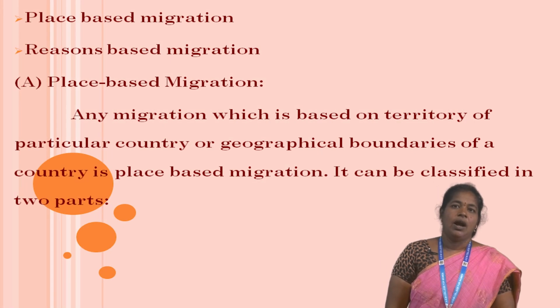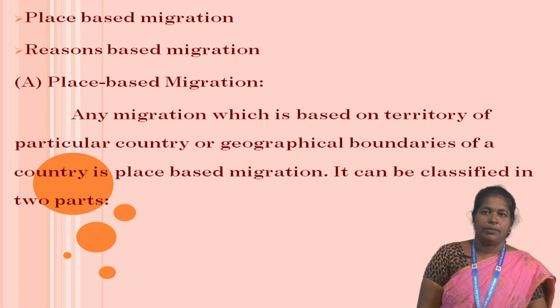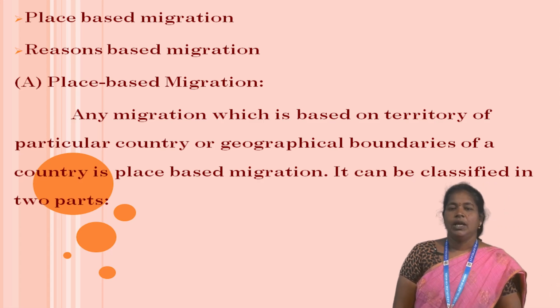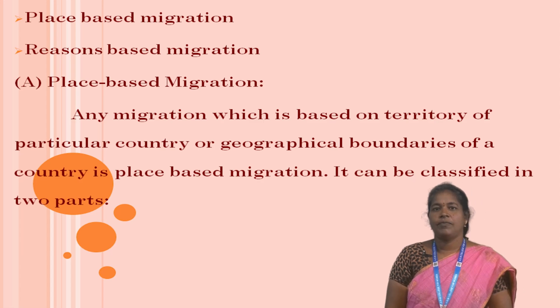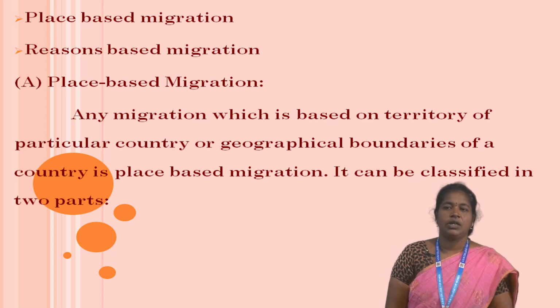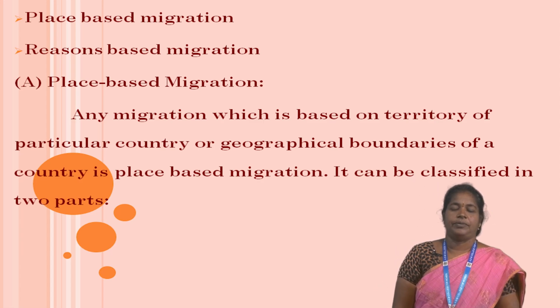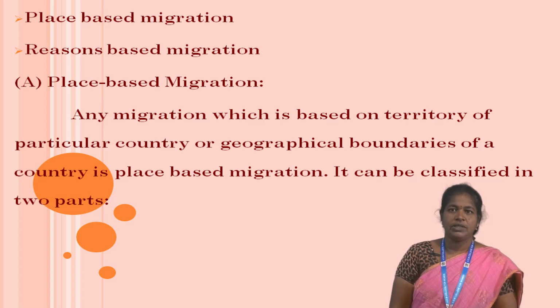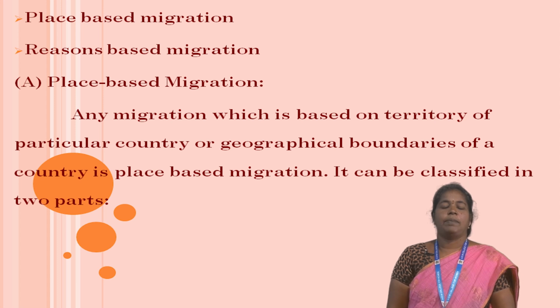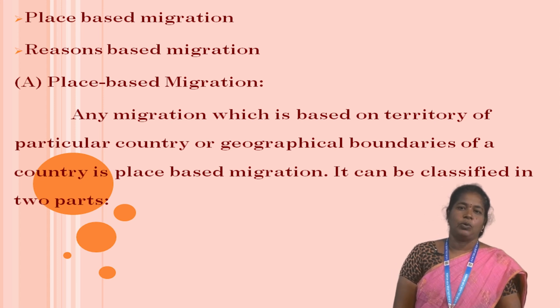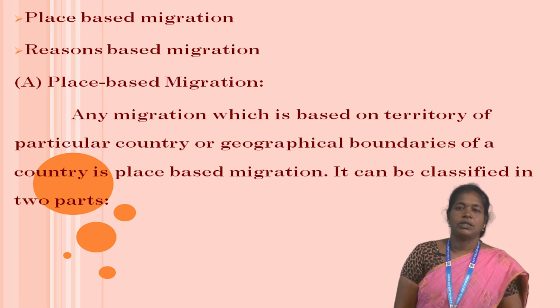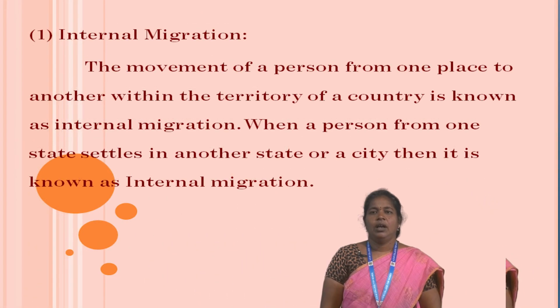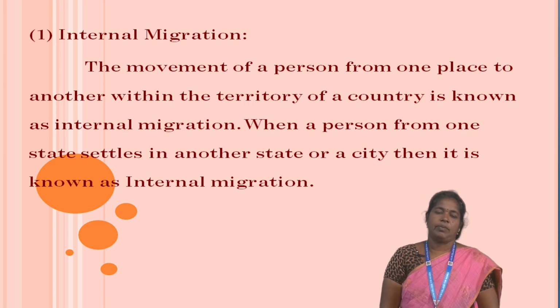Place-based migration is the type of migration based on the territory of a particular country or the geographical boundaries of a country. It can be classified into two parts: internal migration and international migration.